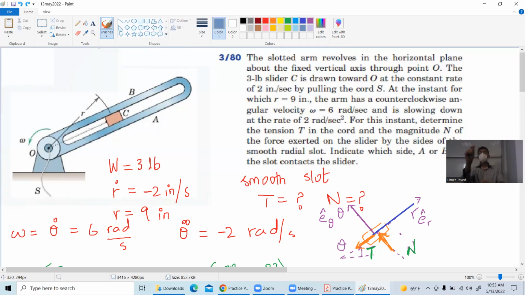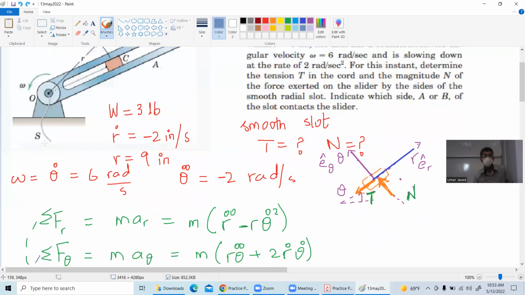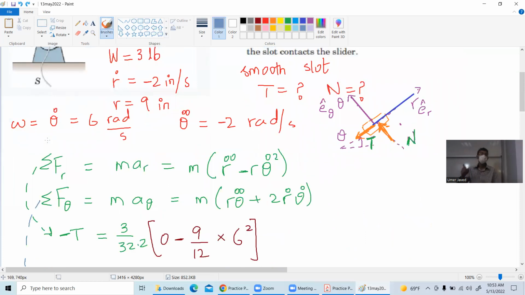So I did a summation of forces in the radial direction equal to m a_r, and a summation of forces in the theta direction equal to m a_theta. I defined my radial outward as e caret r, and my theta direction as e caret theta. You either write this or you write r for your direction coordinate. I prefer the e caret r. Then I said normal force is in this direction, tension is in this direction, and I just solved the problem.